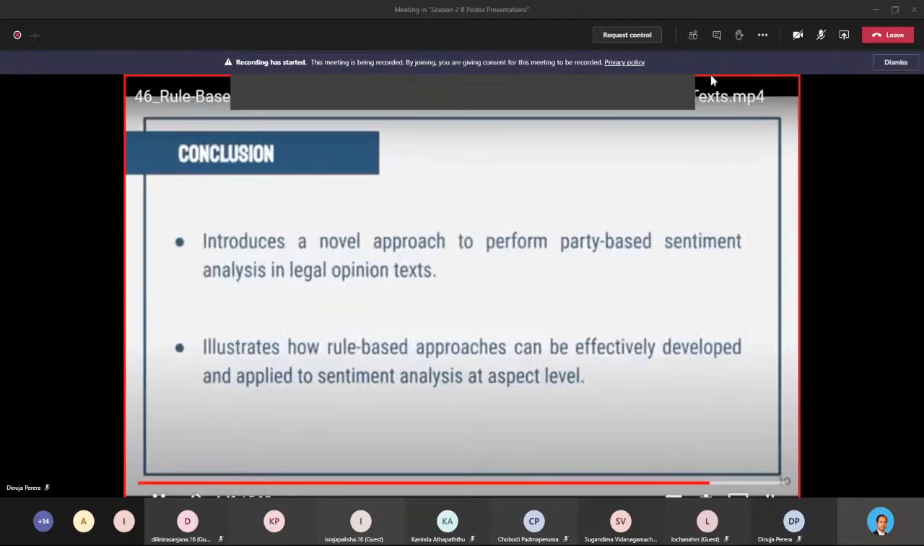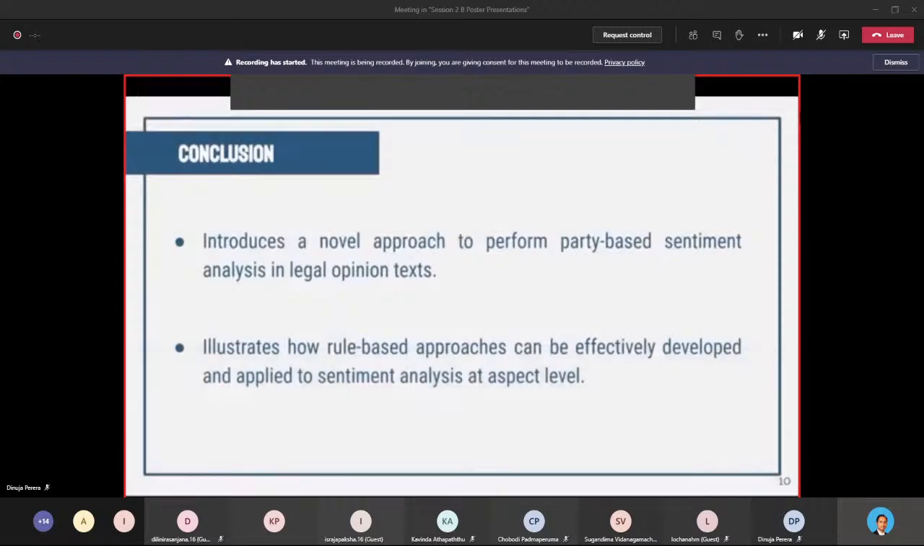Finally, as a conclusion, we can say that our research introduced a novel approach to perform party-based sentiment analysis in legal opinion text. And overall, this illustrates how rule-based approaches can be effectively developed and applied to sentiment analysis at aspect level. As the future work, we can further enhance the accuracy of the proposed benchmarks by combining rule-based approaches together with deep learning techniques. Thank you all.